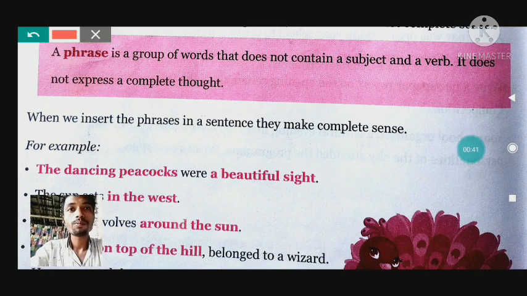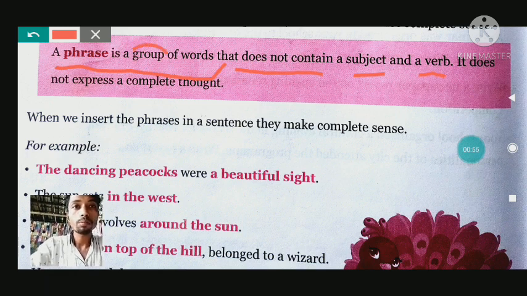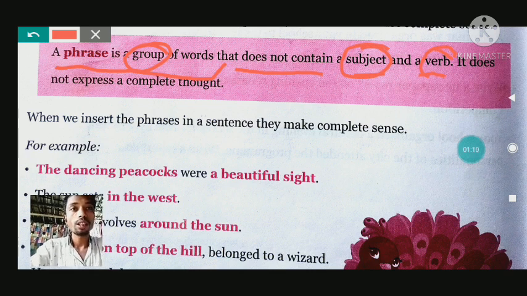You can see a phrase is a group of words that does not contain a subject and a verb. It means a group of words, more than one word, where in that group we can't see a subject and a verb. Okay, now subject you know, I think, and verb also you know.